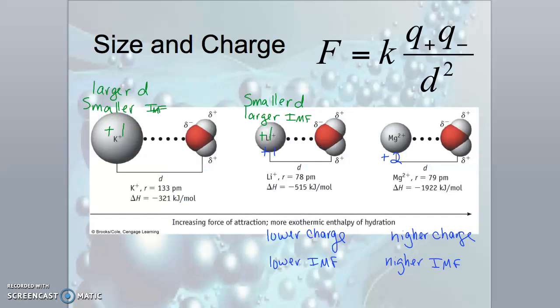Here we're showing how the size of the ion can affect the force, and you can look at the numbers down here. The delta H, let's not get too hung up on that now. Let's just call that the force or the strength. So we've got this potassium ion with a strength of 321. It's big. It's got a +1 charge. Now lithium, +1 charge, smaller, so the distance is smaller, has a larger force, 515 we'll call it. And magnesium, about the same size as the lithium ion, has the +2 charge, and the force gets much larger.